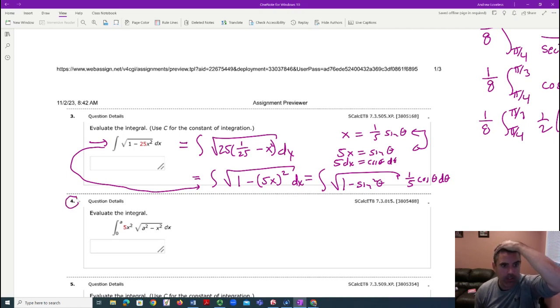This one is another example where it's much easier if you change the bounds as you go. Question 3 will require the triangle trick at the end because there are no bounds. But here's another situation where it's better if you change the bounds. And what I mean by that is if you say x is a sine of theta, it's actually really easy to change the bounds here.